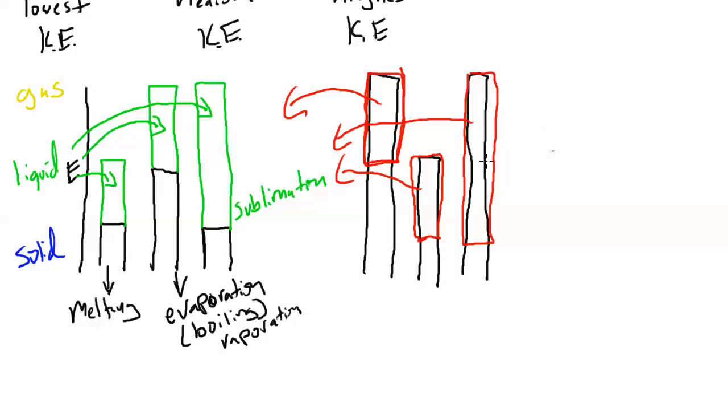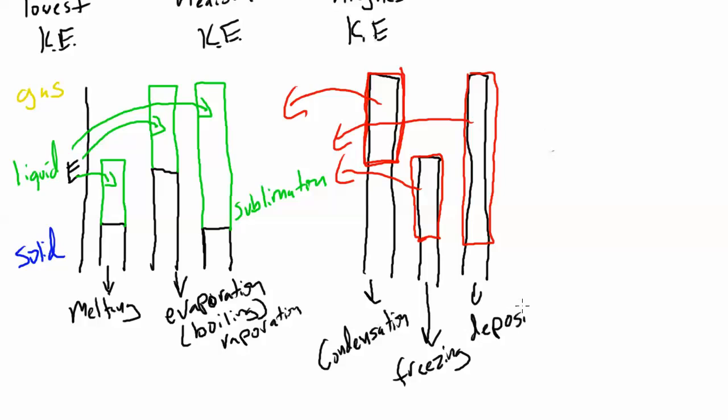So I think you know the names to these. Going from a gas to a liquid, that's called condensation. And going from a liquid to a solid is called freezing. And then this one, going from a gas straight down to a solid, is called deposition. Oops, sorry. Get that fixed. There we go. And because all three of these state changes involve energy leaving the matter, these are all exothermic.